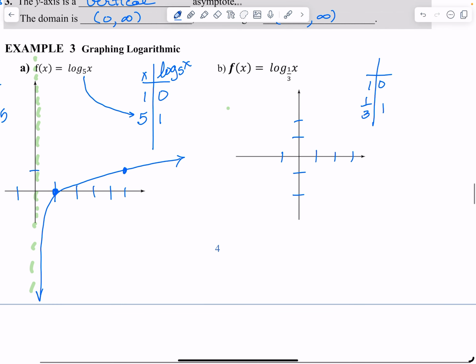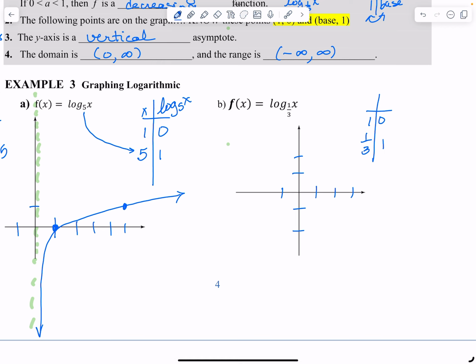Okay, here's another one. Log base 1/3. Again, I've got my 2 points, (1, 0) and my base, (1/3, 1). So let's graph those 2 points, (1, 0) and (1/3, 1). Notice this one is going to be coming down, and once again, I'm going to have my vertical asymptote. So it's going to go here and get as close as I can to that, and then it just swings around.